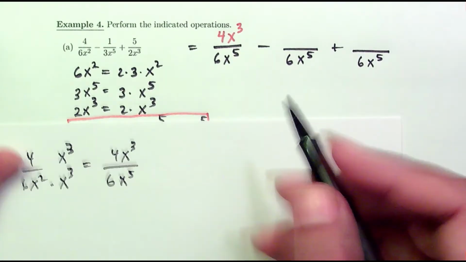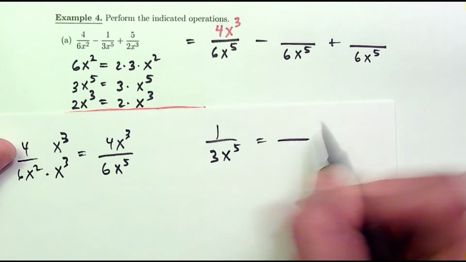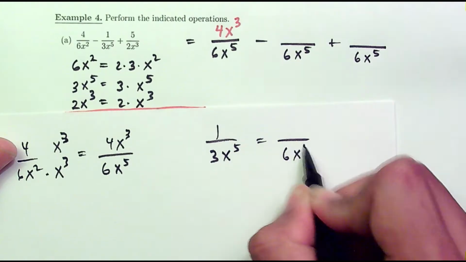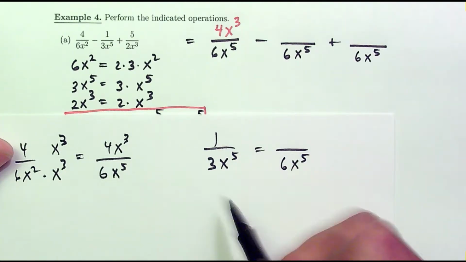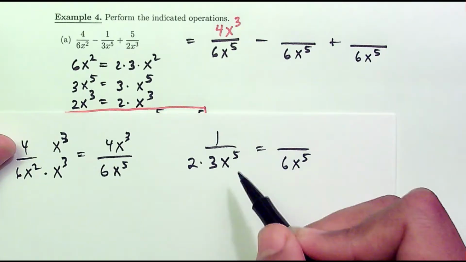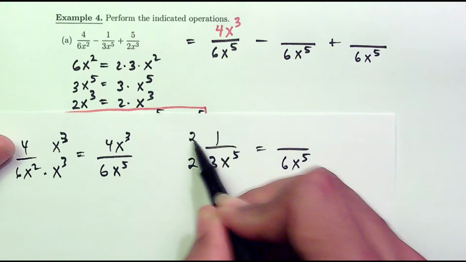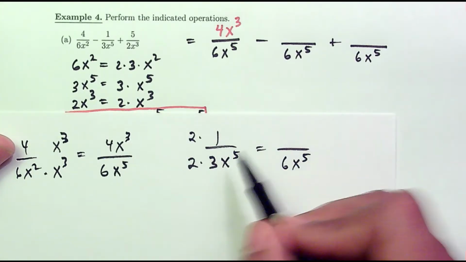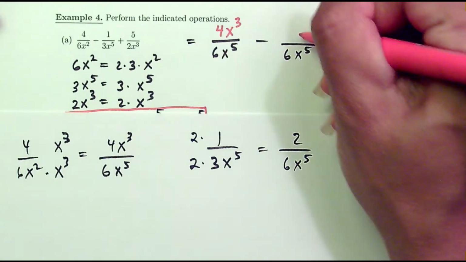The next one is 1 over 3x to the fifth. And I need the denominator to be 6x to the 5. So what am I missing? We're missing a 2. And we're not missing any x's because we already had 5 and we need 5. So just only the 2. So whatever you do to the bottom, you do to the top. That means on the top, we're going to have a 2. So that's going to be 2.